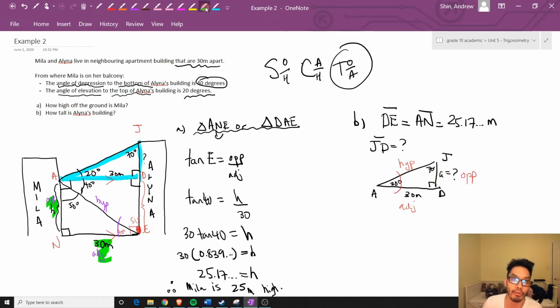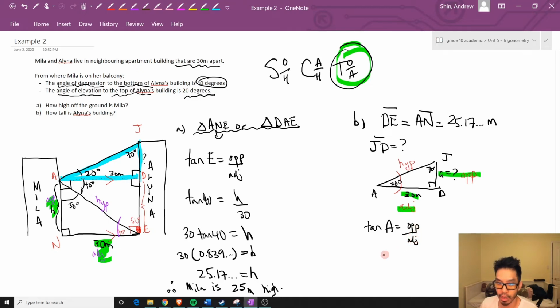And again, we need to highlight what they want. They want the opposite. And what do they give us? They give us the adjacent. So again, the only trig ratio that has both opposite and adjacent is tan. So tangent of angle A, my focus angle, is opposite over adjacent. We know that A is 20 degrees. The opposite is unknown, which is going to be A. Adjacent is 30. Again, we multiply both sides by 30. So 30 times tan 20 equals A.